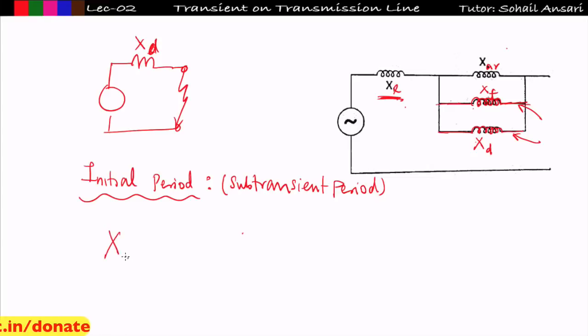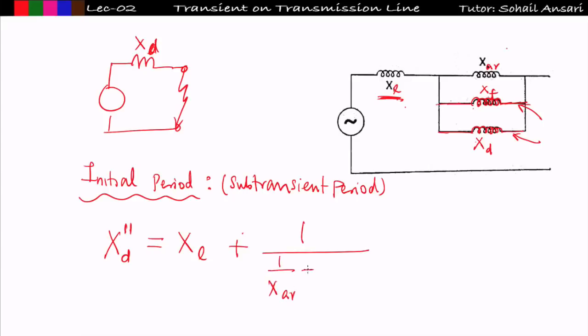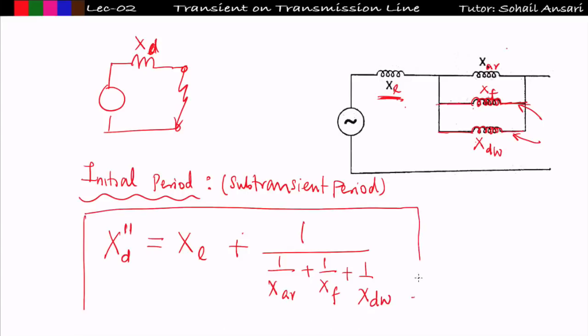So the overall sub-transient reactance in a synchronous machine, denoted as Xd double dash, will be equal to XL plus the parallel combination of this, that is 1 upon XAR plus 1 upon XF plus 1 upon XDW. Let us denote the damper winding reactance as XDW. This will be my sub-transient reactance. And why is this occurring? Because of the sudden increase in armature current due to the fault and the demagnetizing effect.